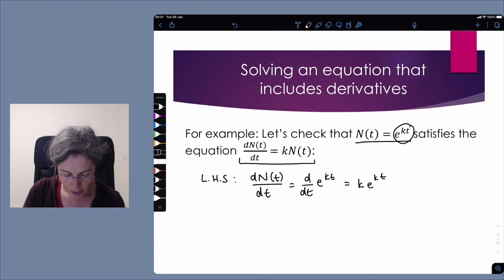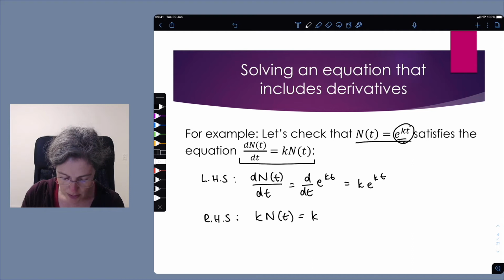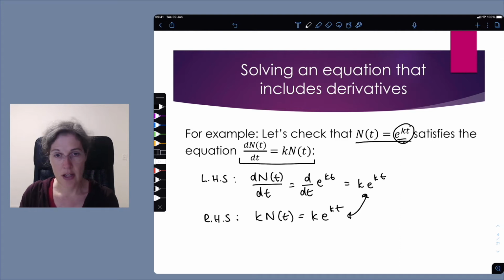And if we look at the right-hand side, what do we get? Well, we've got k N of t, and I'm going to again substitute in the actual function I'm using here, so that's k e to the kt. With joy and delight we see that our left-hand side and our right-hand side are equal, so we know that this particular function satisfies the equation.